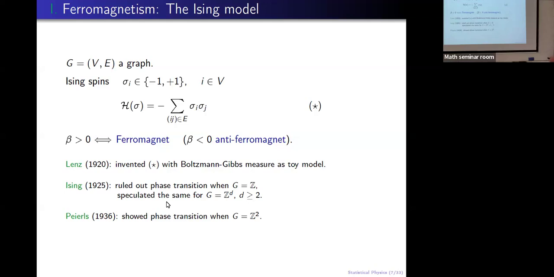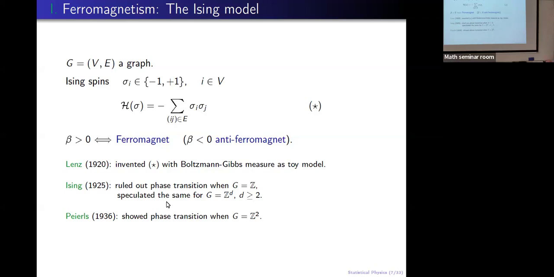Very good. Now, Lenz invented this model, with a Boltzmann-Gibbs measure with this Hamiltonian, as a toy model for magnetism, the story I just gave you. He assigned it to his student Ising as a PhD. Ising looked for a phase transition. He could analyze very nicely the case where the graph is one-dimensional, because there are very few connections. He found out that there are no phase transitions. He wrote a paper where he speculated that the same, no phase transition, also holds in dimension greater than or equal to 2. There was nothing really spectacular about this work, so he kind of left the field.